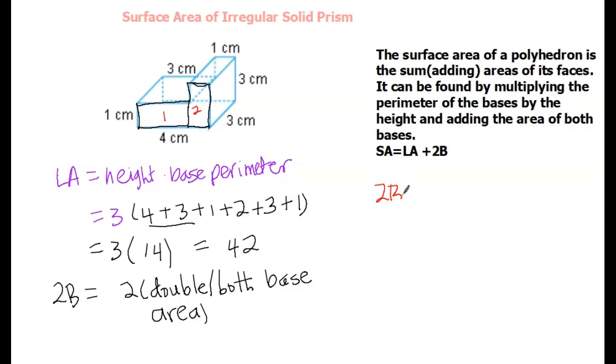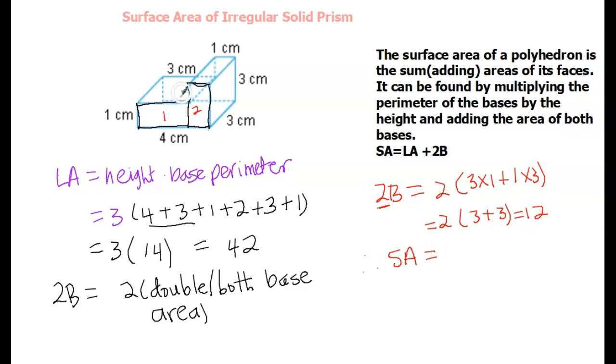So the 2B, which is 2, is constant over here. And then the first cutoff area is 3 times 1 plus here 1 times 3. We get 3 plus 3, which becomes 6. 6 times 2 is 12. Therefore, the surface area of this irregular prism here is 42 plus 12. That gives us 54 centimeters squared.